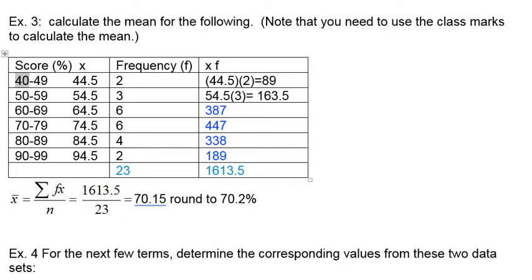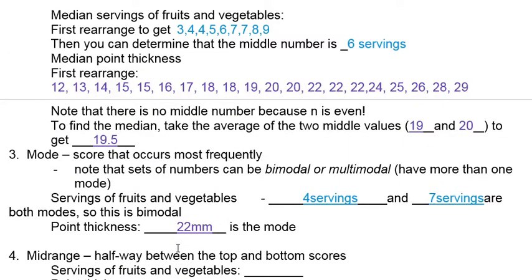69.5. So we end up not right where the mean was, but we can see that we were in the right approximate place. So that's what the mid-range is good for.